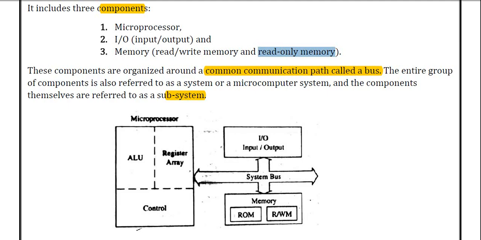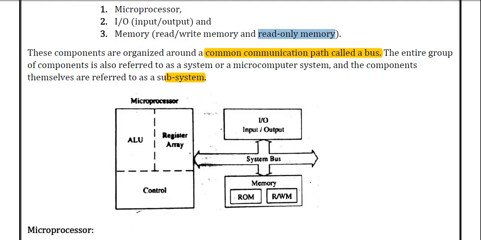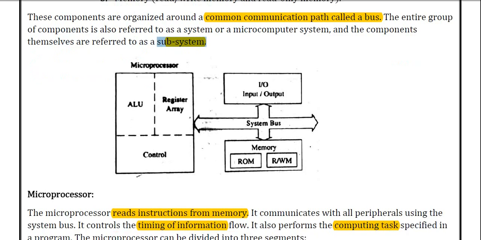These components are organized around a common communication path which is called the bus. So this is the bus which is known here as the system bus. By this system bus the devices are connected and the sections are also connected. This is the common communication path which is known as the bus. The entire group of components is also referred to as a system or microcomputer system, and the components themselves are referred to as subsystems. Here all the components are known as the subsystems.